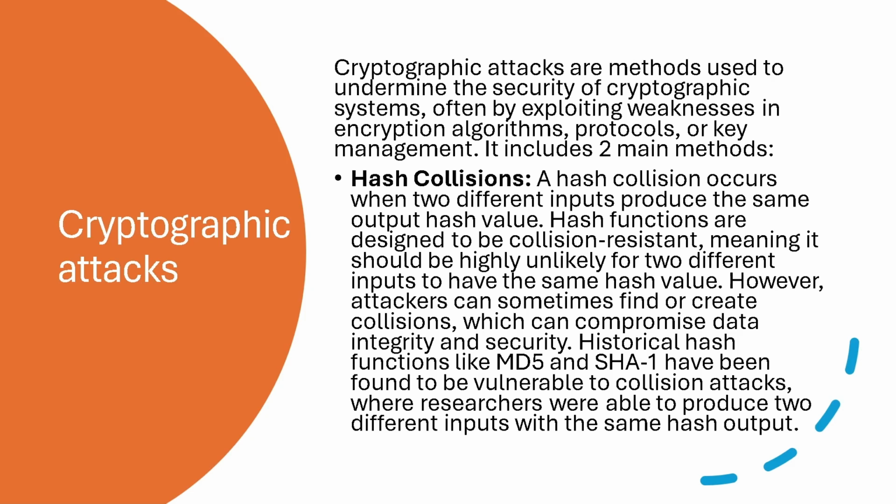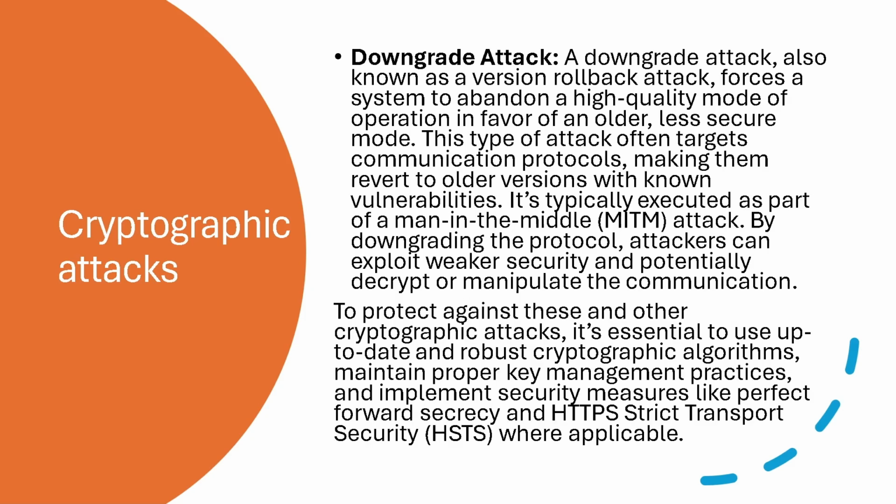Historical hash functions like MD5 and SHA-1 have been found to be vulnerable to hash collisions, where researchers were able to produce two different inputs with the same hash output. Downgrade attack. A downgrade attack, also known as a version rollback attack, forces a system to abandon a high quality mode of operation in favor of an older, less secure mode. This type of attack often targets communication protocols, making them revert to older versions with known vulnerabilities.